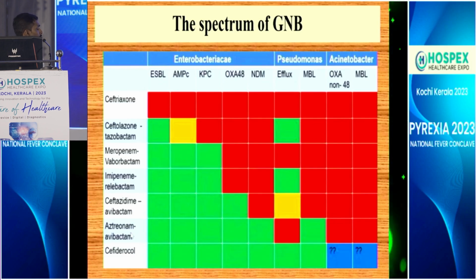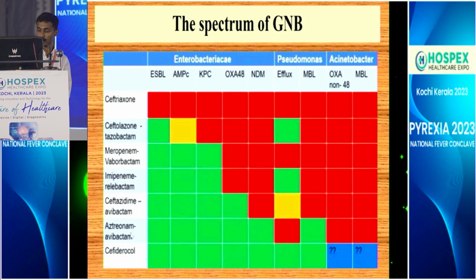NDM mechanisms. Other drugs that could be added to this armamentarium from our Indian scenario would be tigecycline and minocycline. So as a take-home message, I would say ceftazidime avibactam, aztreonam, tigecycline, minocycline. These would be the agents for treating these organisms for the time being in our Indian or Kerala scenario. Thank you.